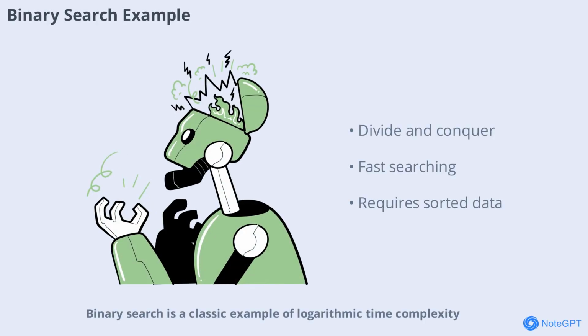Binary search is a classic example of logarithmic time complexity. By repeatedly dividing the search space in half, you can find an item in a sorted list much faster than checking every element. This efficiency makes binary search a go-to technique for searching large datasets.